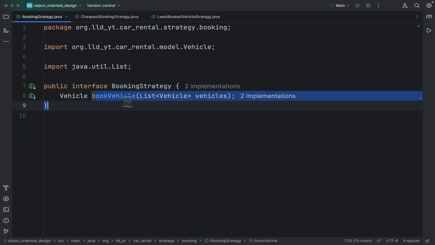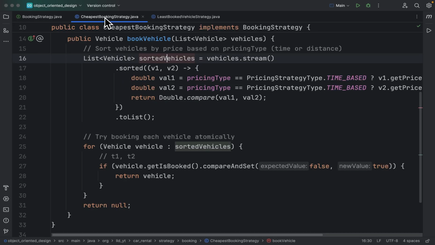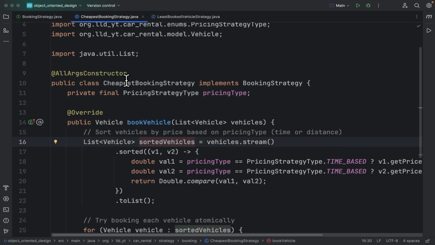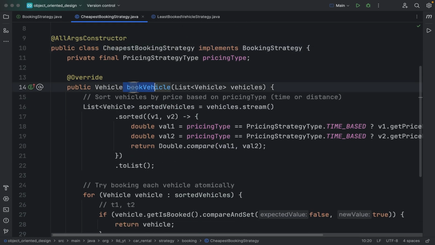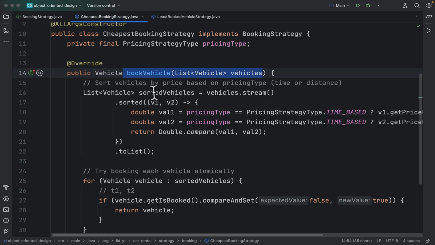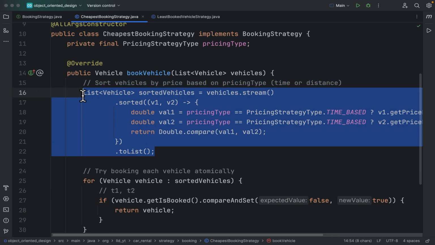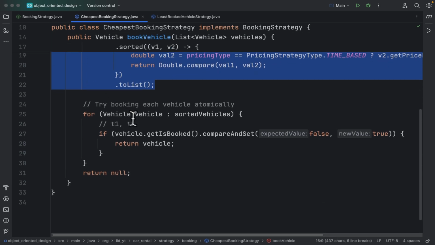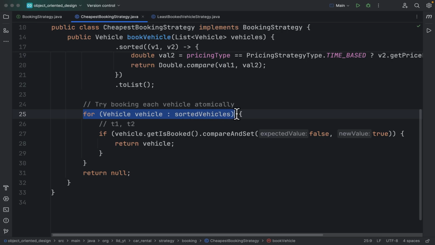In the booking strategy, we have this function called book vehicle, which will take the list of vehicles. And we have two different concrete implementations of the strategy. First is the cheapest booking strategy. In that function, I am first sorting all the vehicles based on their price or fees, you can say. Once they are in ascending order, I will try to book the vehicle which is at the first place.